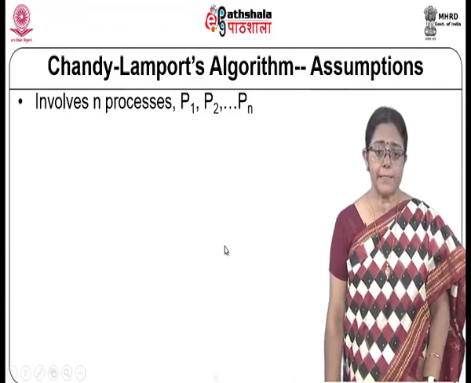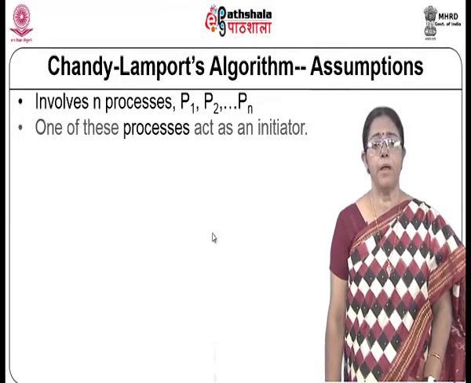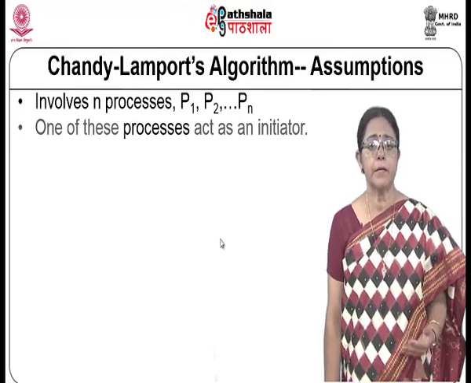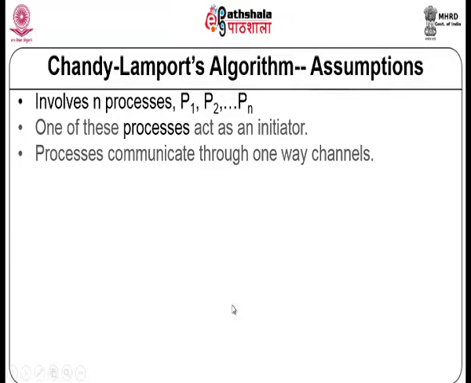Let us first look at the assumptions of the algorithm. There are n processes P1 to Pn. One of these processes will act as an initiator. Somebody has to start the process of taking a snapshot. So, that particular process we call an initiator. The processes are communicating through one-way channels. That does not mean that two processes cannot receive messages from both sides. It means that each communication will be represented using a channel, and these channels will be one-way channels.